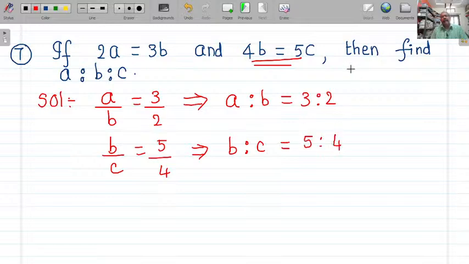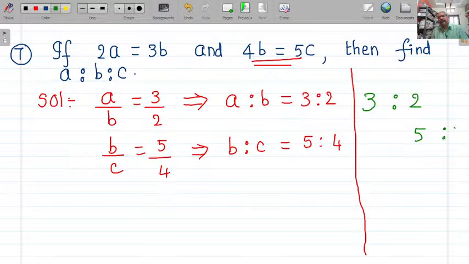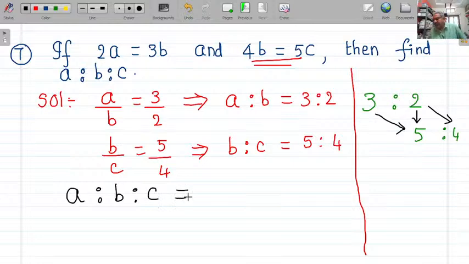Now apply our super shortcut. What is the super shortcut? We need to apply to find out A is to B is to C. 3 is to 2 under 5 is to 4, right? Okay, what shall we do now? Multiply like this, arrow wise. Then we get A is to B is to C. That is our required answer. So A is to B is to C is equal to, what's your answer?